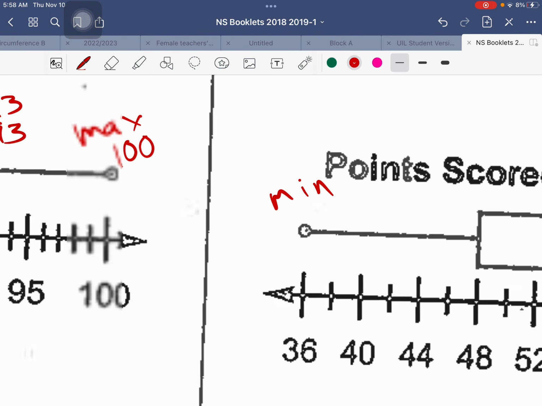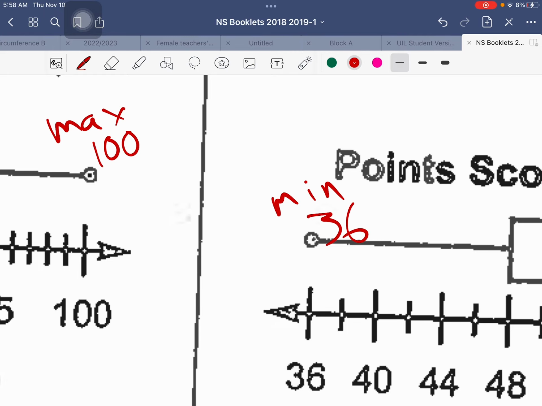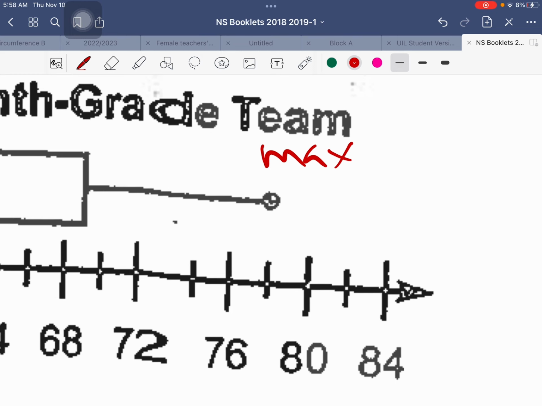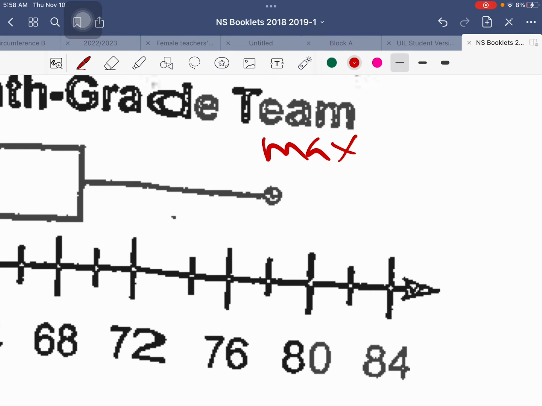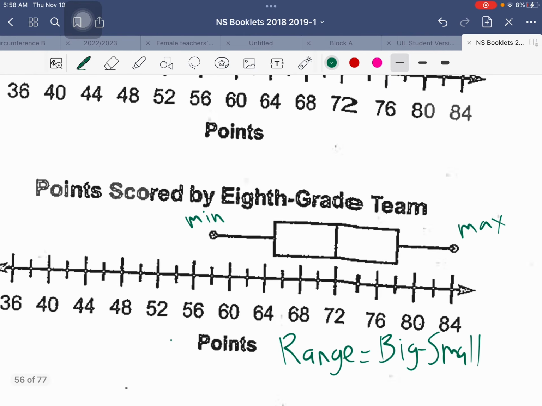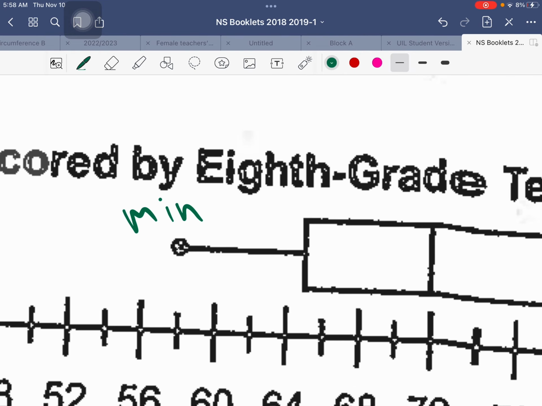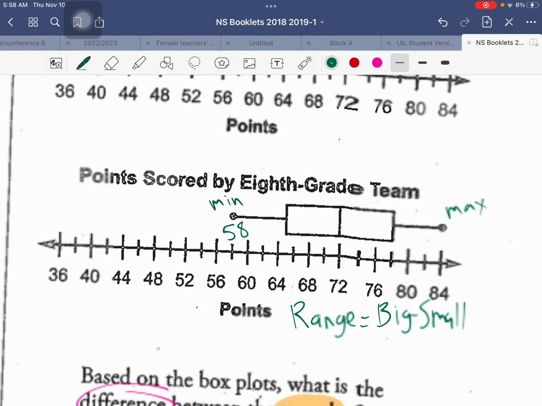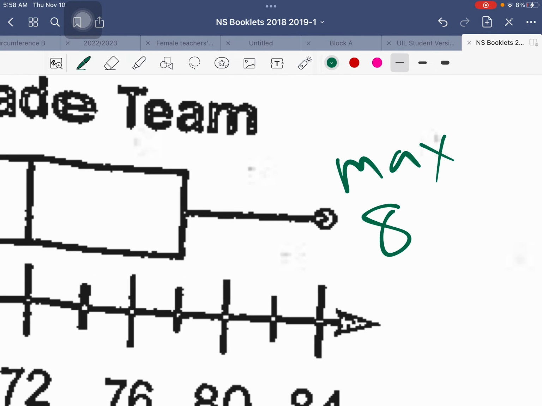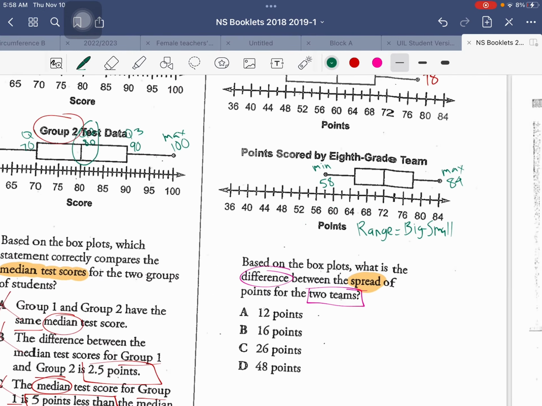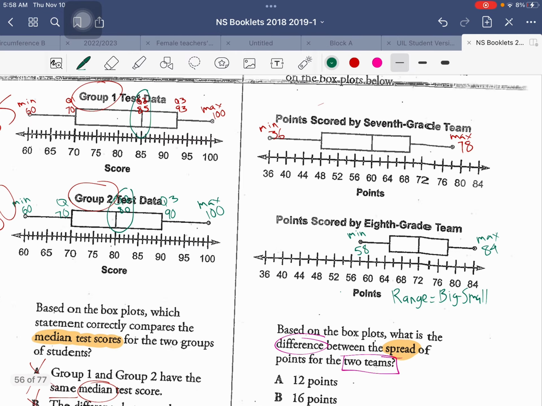Now, what's the minimum here? 36, okay. What's the max? It's between 76 and 80, and it's going by 2, so this would be 78. Muy bien. Hopefully you said it in your mind. This one would be in between 56 and 60. It's 58, and this is 84. Perfecto. So, what I got to do is I got to find the range for both of these.